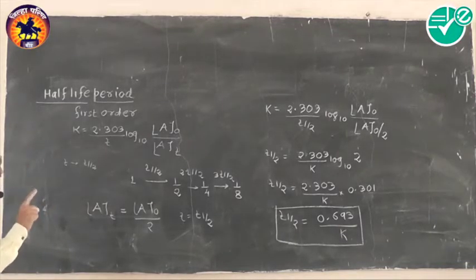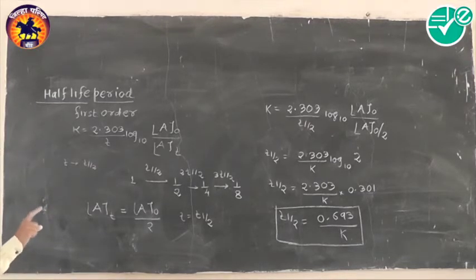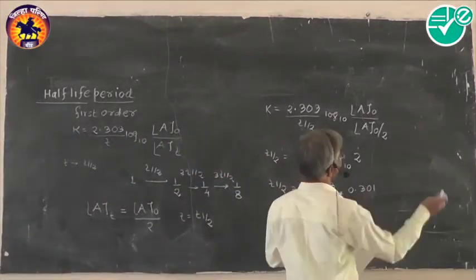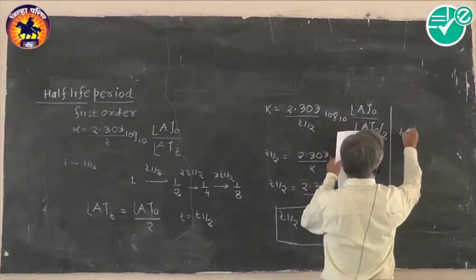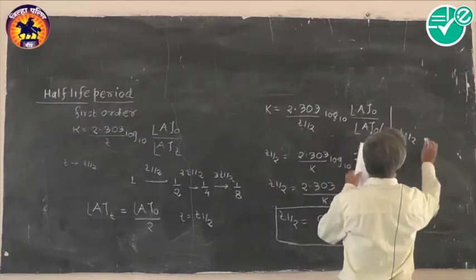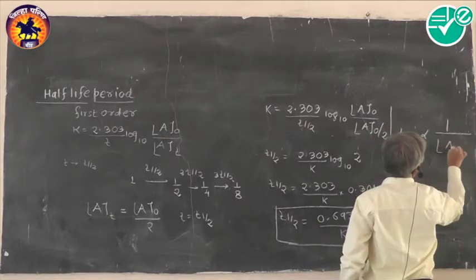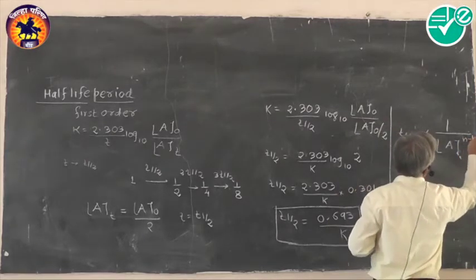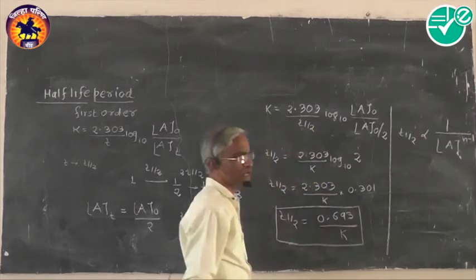Now, this half-life period can also be used for determining the order of the reaction, and the equation can be written for that purpose. I will write it here. t 1/2 is directly proportional to 1 upon concentration of A raised to n minus 1. This has not been given in our textbook.